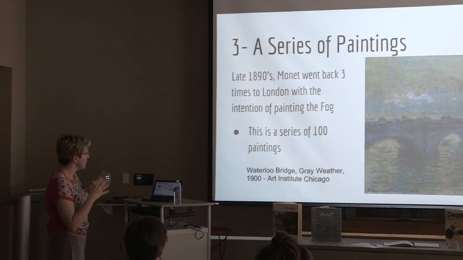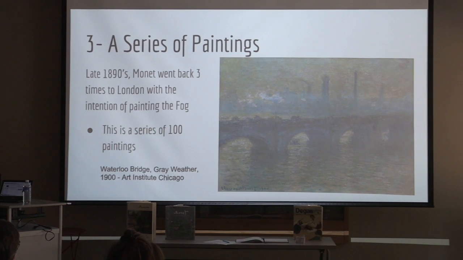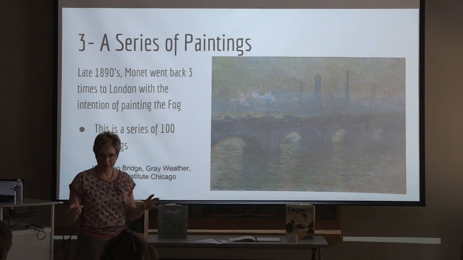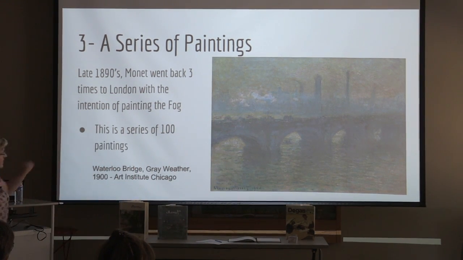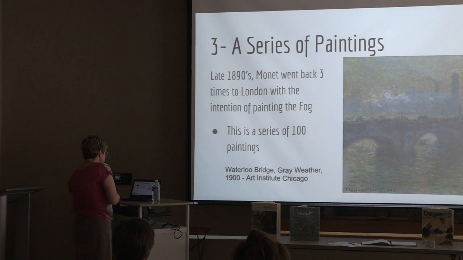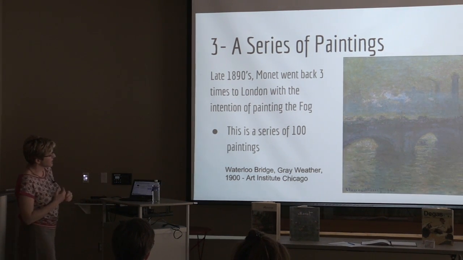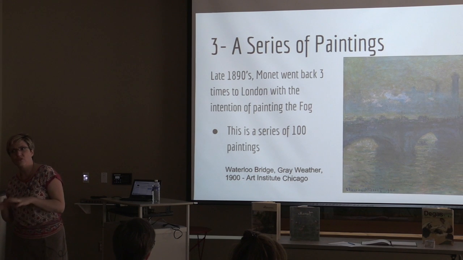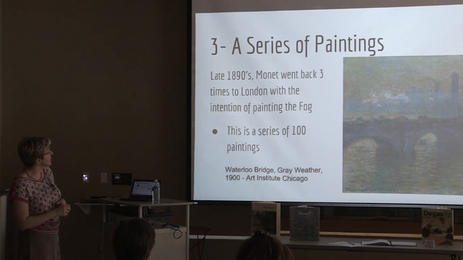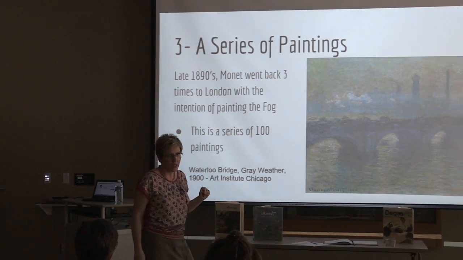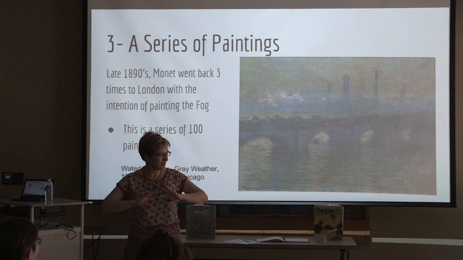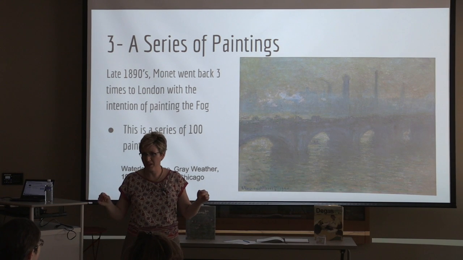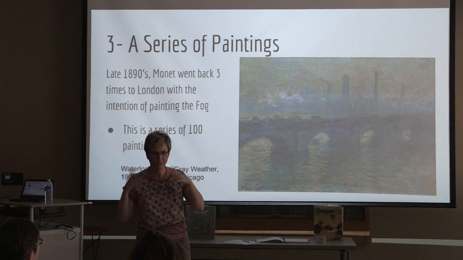So now we're moving to the last part. I told you first the revolutionary art movement, second the end of the Second French Empire and how they want to move on. Now a series of paintings. Later, in the late 1890s, he was born in 1840, so he's 50 years old. Monet went back three times to London with the intention of painting the fog. And don't forget, he's 50 years old, and now he's rich. He's a worldwide renowned painter. He does what he wants. He just paints.